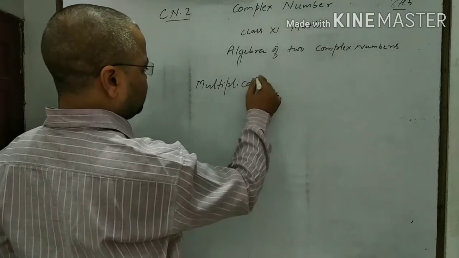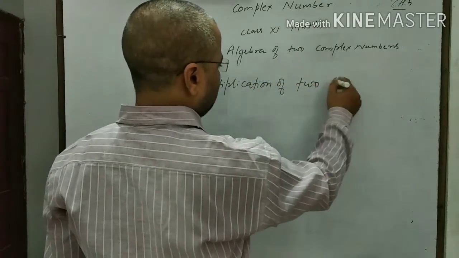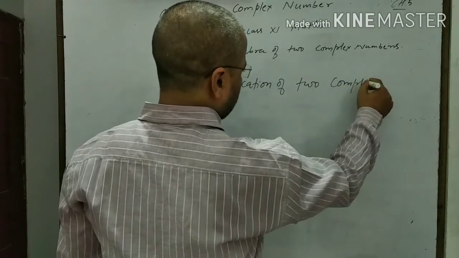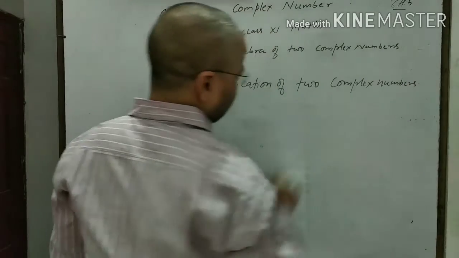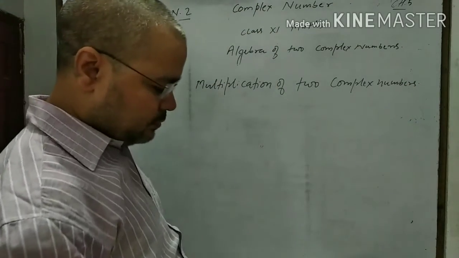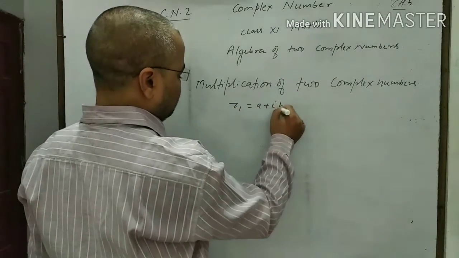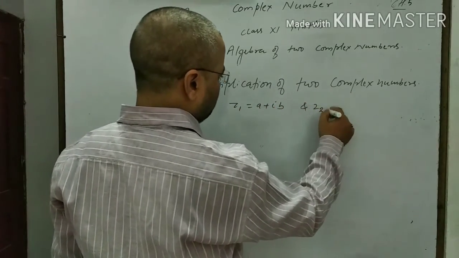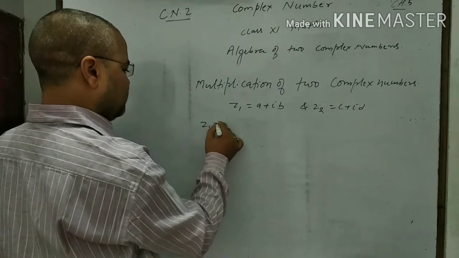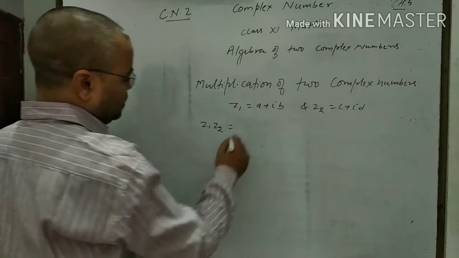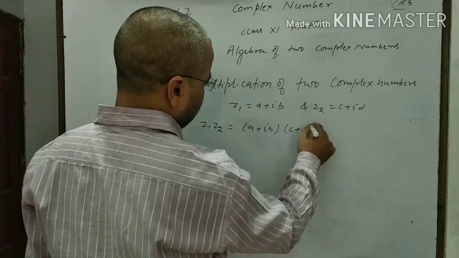Multiplication of two complex numbers. If we have two complex numbers Z1 = a + ib and Z2 = c + id, then Z1 Z2 is equal to (a + ib) into (c + id).